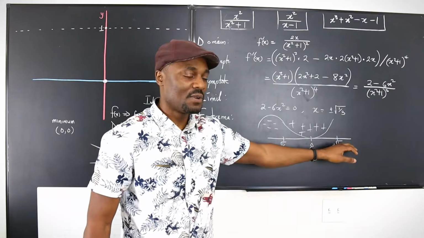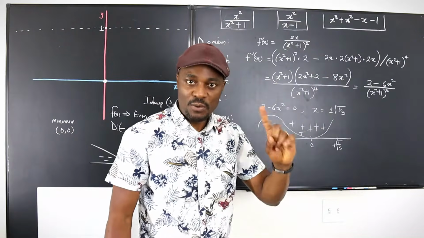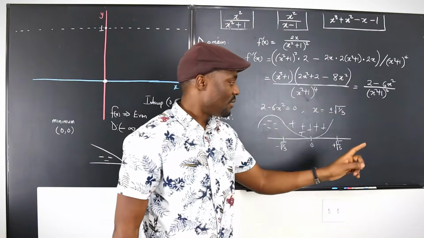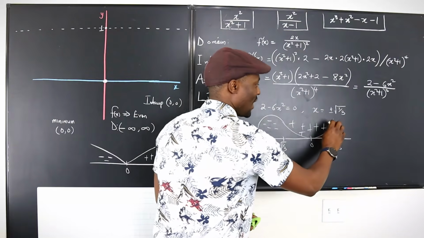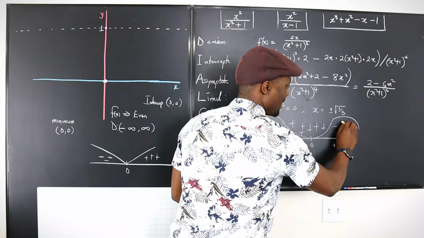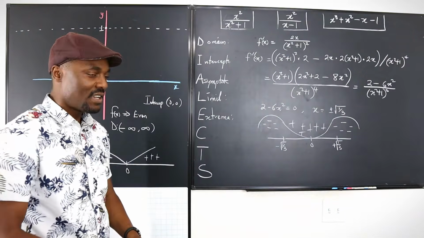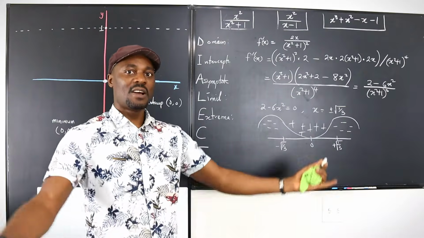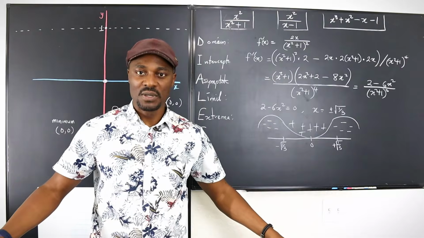If you do the same thing for this, let's pick a number greater than square root of 1/3. Let's pick 1. If you put 1 here, it's the same thing. You're going to get negative answers, so it's going to go like this too. Negative, negative, negative. So you're looking at a curve that faces up between these two numbers and then faces down afterwards.